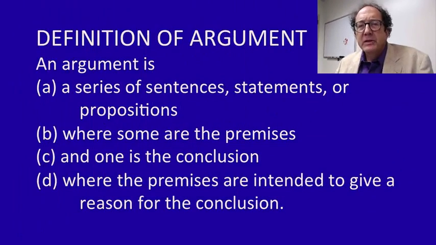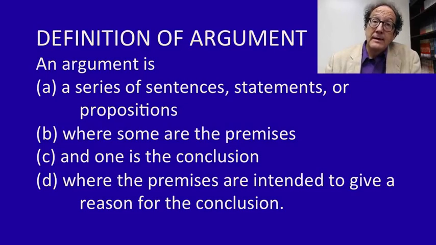Well, recall the definition of an argument as a series of sentences, statements, or propositions where some of them are premises and one of them is a conclusion, and the premises are intended to give a reason for the conclusion. So the real question of when an argument is being given comes down to the question of when certain sentences are intended as reasons for other sentences. Now the answer is that we can tell a person's intentions when they're speaking by which words they choose. So there are going to be certain words that indicate that some sentences are reasons for others.